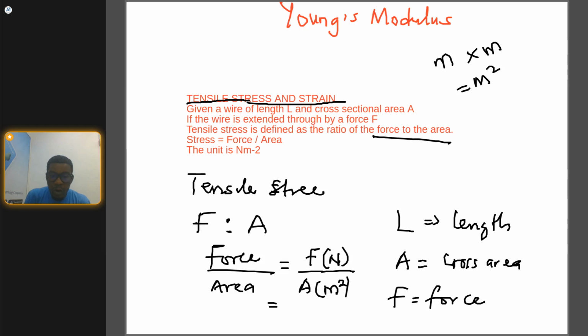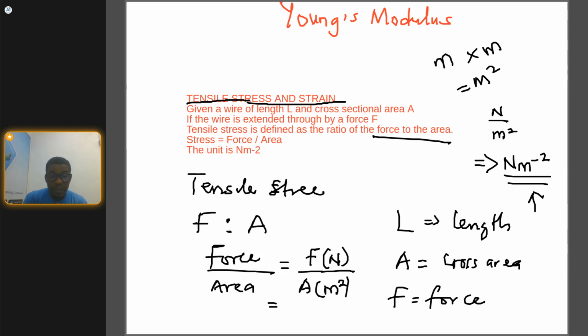So now, if you have Newton divided by this, following the law of indices, you are going to have Newton per meter square. Follow the law of what? Indices. Can you see that you don't need to actually memorize the units in physics? Once you know the unit of each quantity that you are working with, you'll be able to derive the unit. So this is a derived unit.